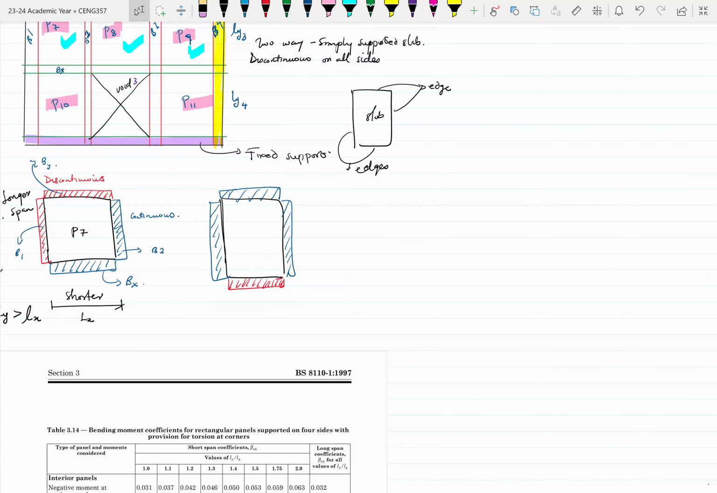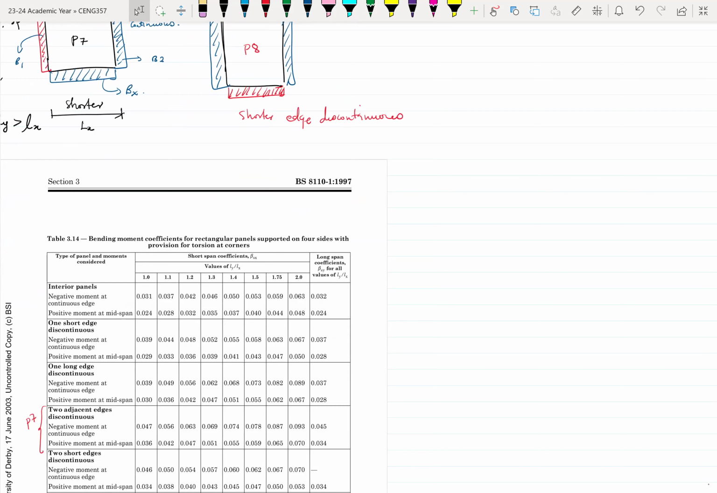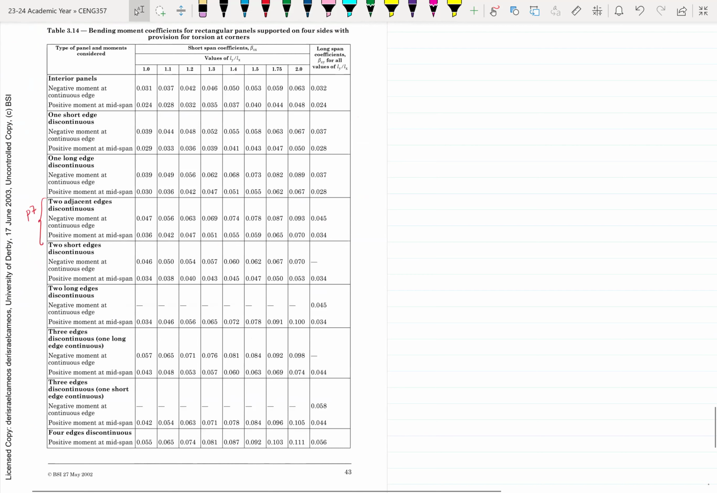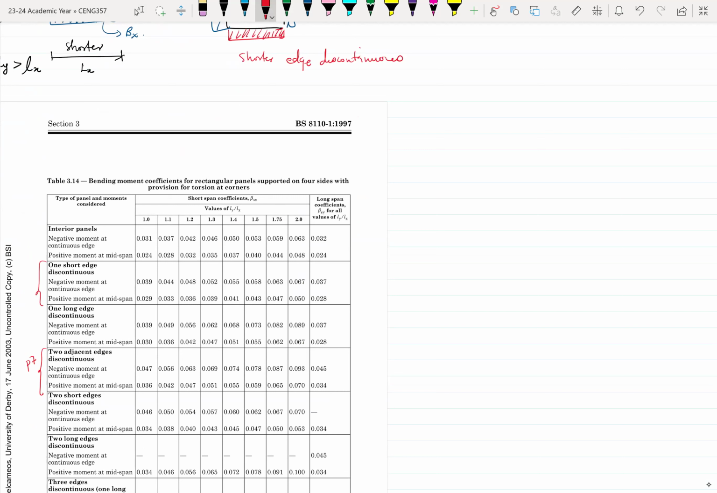Here our Lx is... so what it means is that this is a shorter edge discontinuous. So when you're trying to analyze panel 8, the data that you pick for panel 8 would be based on the type of panel, and that will be one short edge discontinuous. So it would be this for panel 8.